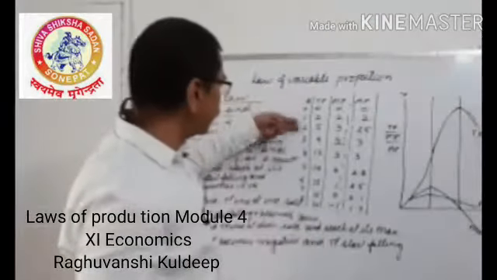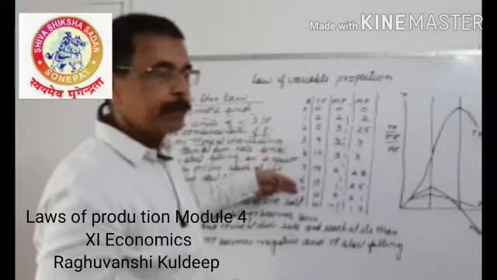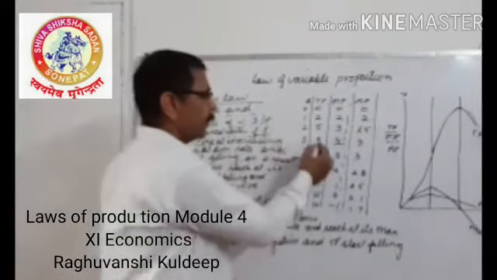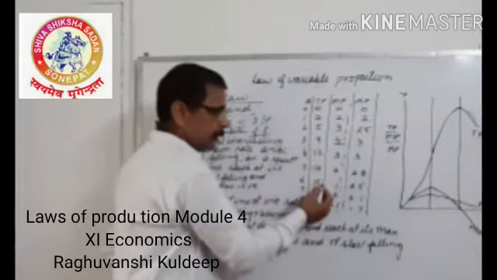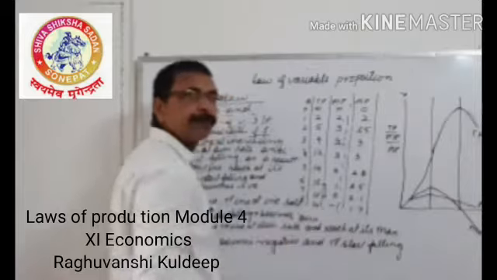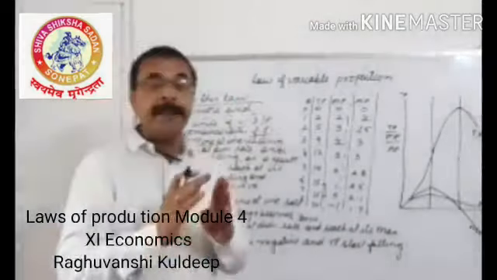So when we increase the quantity of variable input, initially TP will increase at an increasing rate up to this point, then increase at a diminishing rate, finally becomes constant and starts falling. So that is the behavior. This law can be explained in three stages.